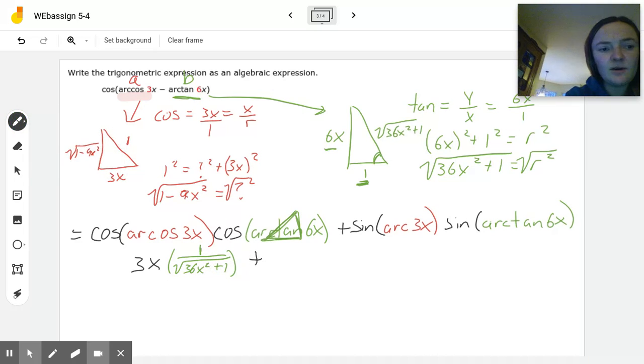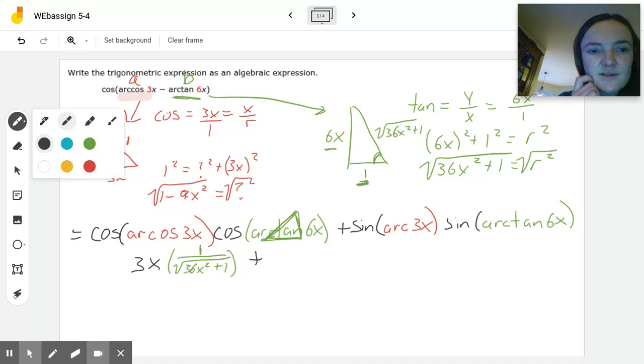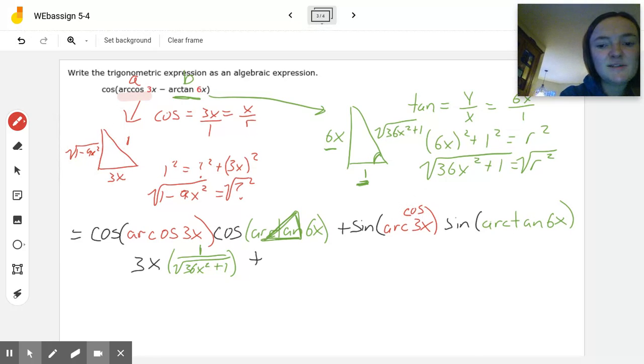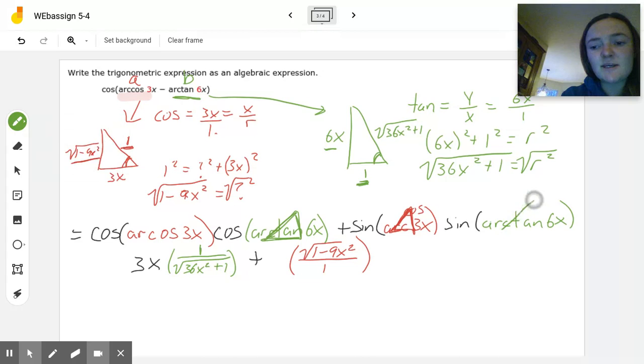Plus sine of arc, oh, I didn't even write it down. Sine of arc cosine, my bad. Sine of the arc cosine. So that means I want to know, what's the sine of the triangle? Well, the sine of the triangle is going to be equal to opposite over hypotenuse. So in this case, it's going to be the square root of 1 minus 9x squared all over 1. And then lastly, times the sine of the arctangent. So what's the sine of the green triangle? Sine of the green triangle is going to be opposite, which is 6x, over hypotenuse, which is the square root of 36x squared plus 1.